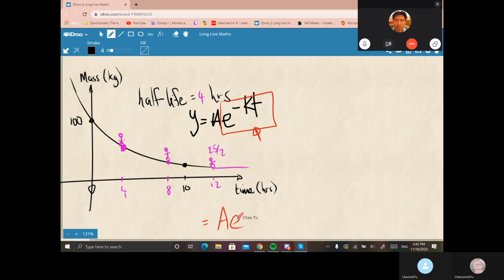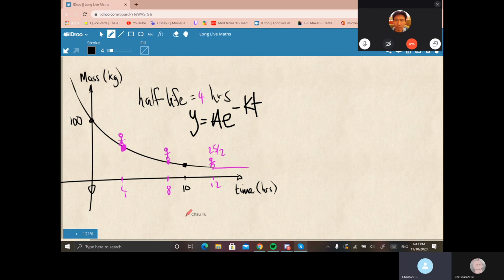a. So you're trying to force the mass to be 100 there. So a is 100. If you put 100 into here, Chelsea, then at time equals 0, it will force a graph to be at 100. For example, Chelsea, hang on, Chelsea.